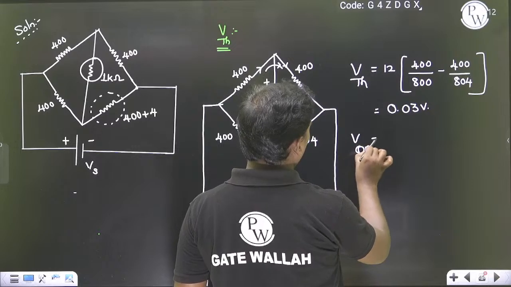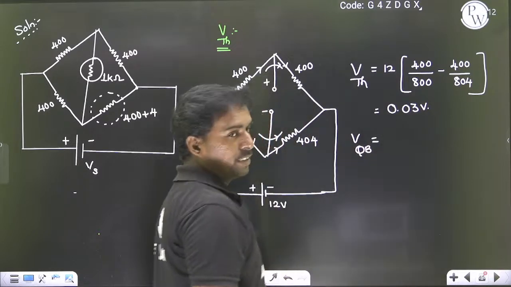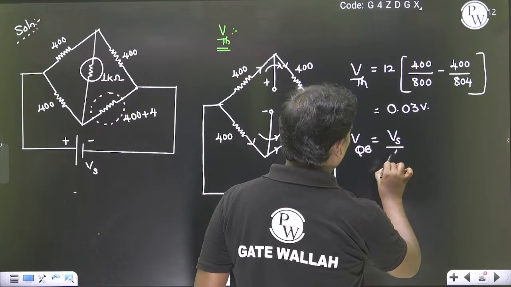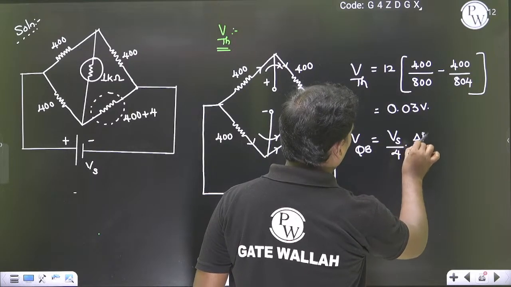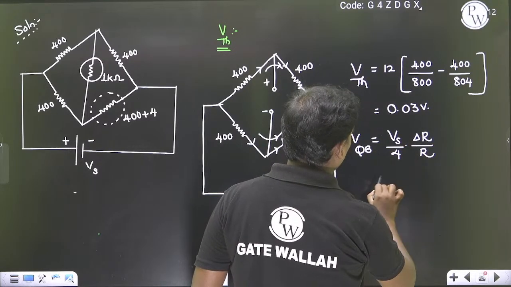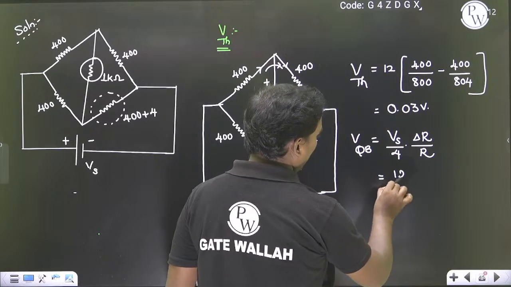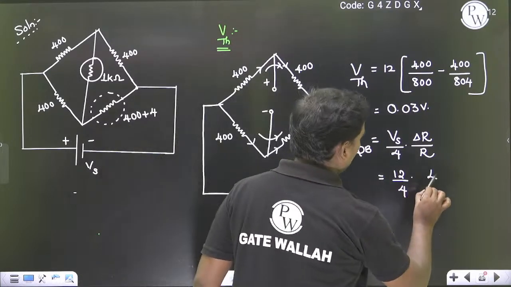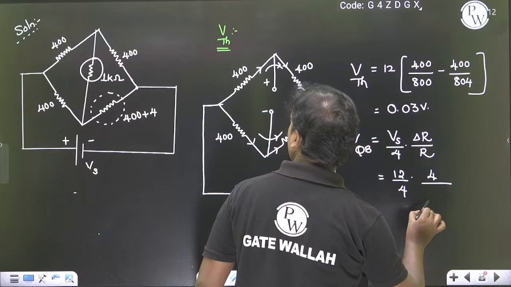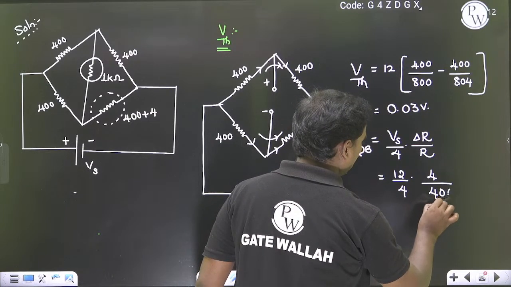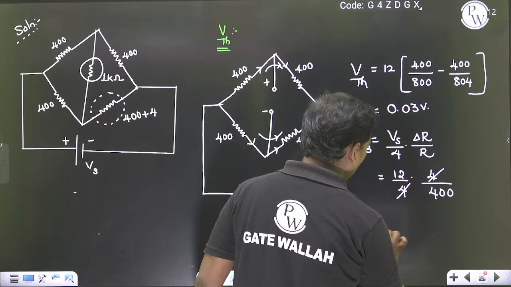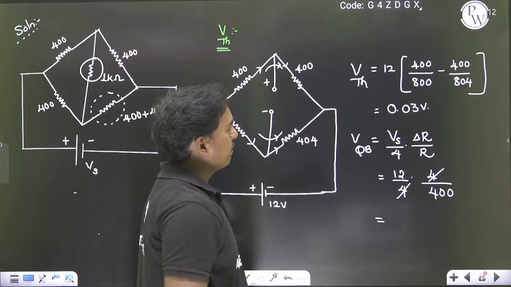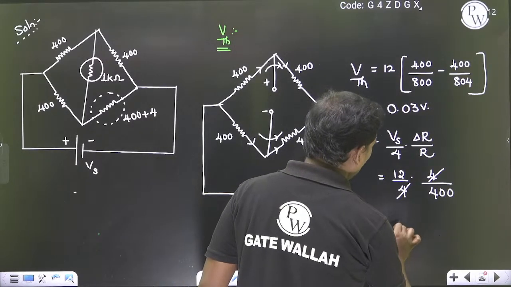Why? Because now it is open, meaning the meter resistance is infinite, we can take it. So this can be taken as Vs by 4 into delta R by R. The supply voltage is 12 by 4 and the delta R we can take as 4 ohms, and the resistance we can take as the changeable resistance 400. So the 4 of 4 gets cancelled. So 3 by 100, 3 into 10 power minus 2, so 3 by 100, that means 0.03 volts.